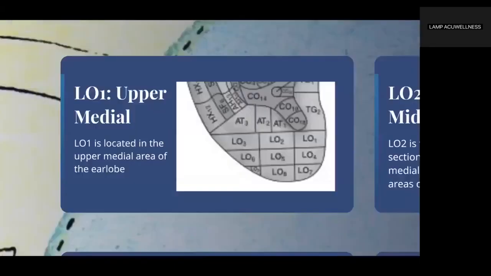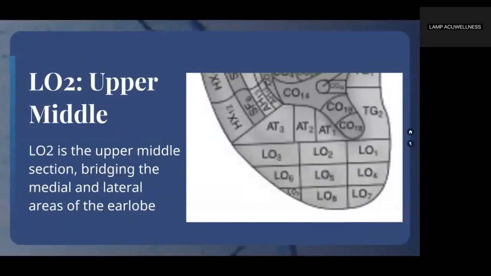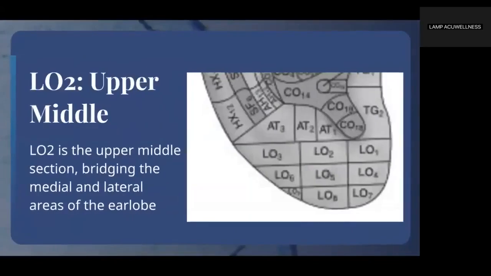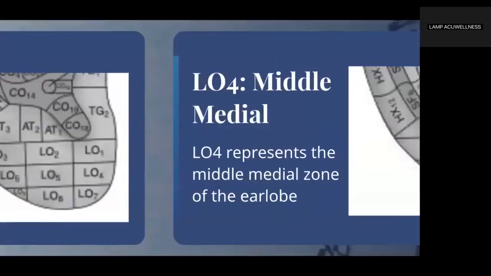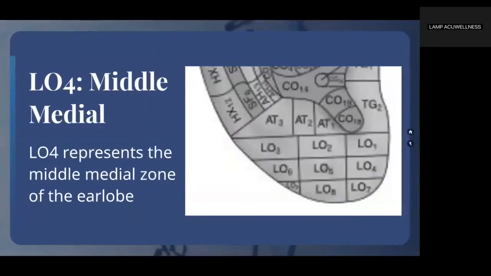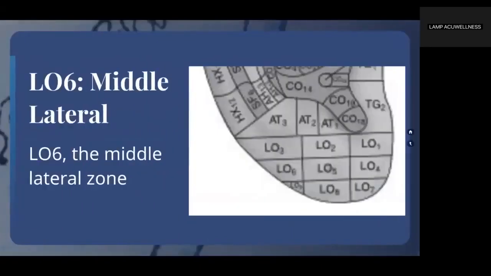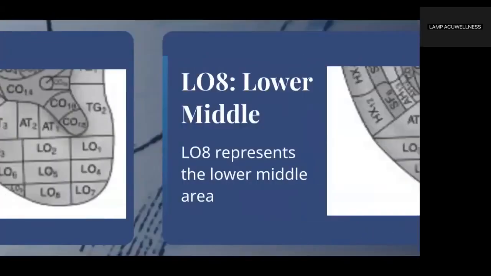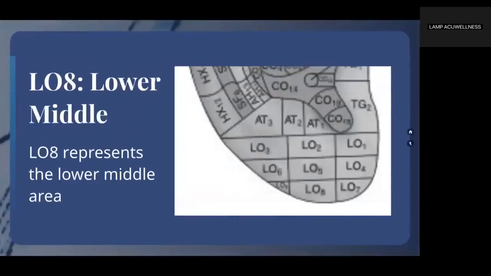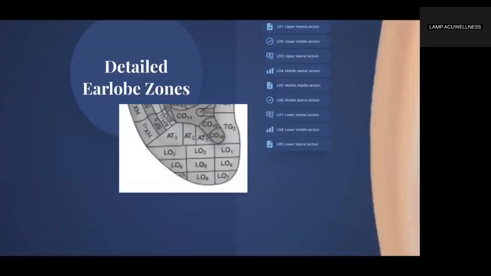Earlobe zones. LO1 is located in the upper medial area of the earlobe. LO2 is the upper middle section, bridging the medial and lateral areas of the earlobe. LO3, the upper lateral zone, is the outermost section of the earlobe. LO4 represents the middle medial zone of the earlobe. LO5 is the middle central zone connecting medial and lateral sections. LO6, the middle lateral zone. LO7 is located in the lower medial area of the earlobe. LO8 represents the lower middle area. LO9 is the lower lateral section of the earlobe.